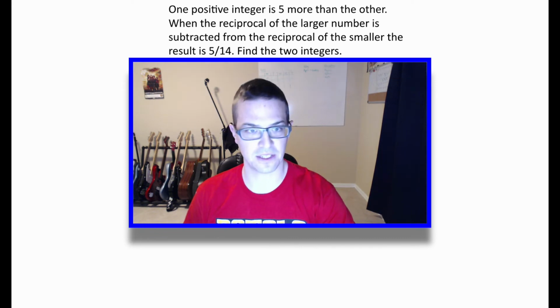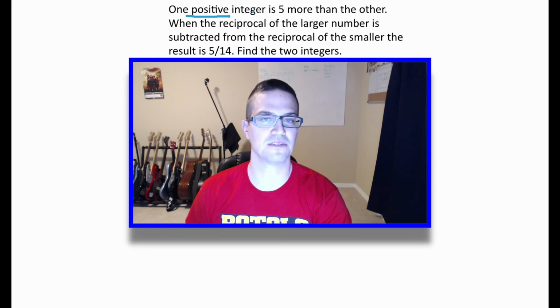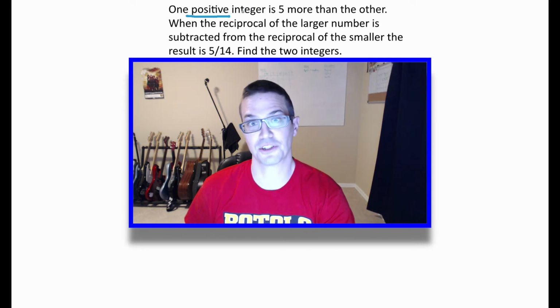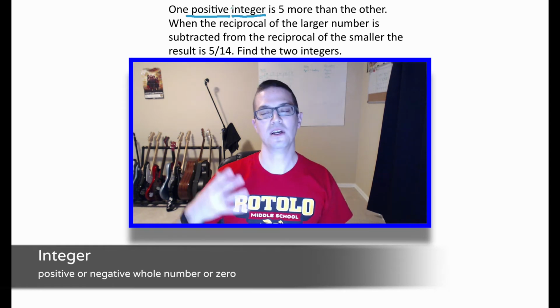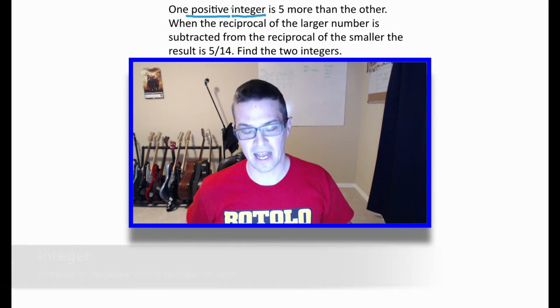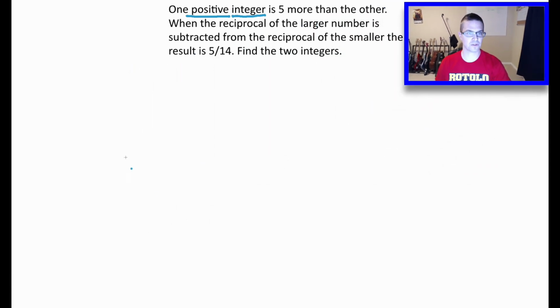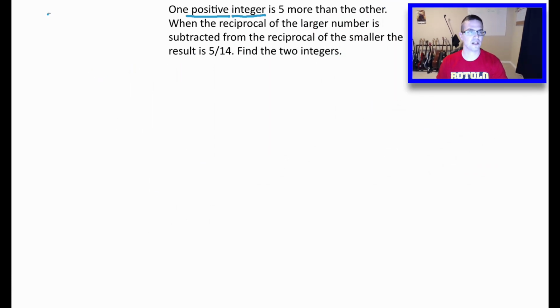First it says one positive integer, so I'm going to underline that. We need to know that this one integer is positive. You need to know what an integer is: any positive whole number, negative whole number, or zero. And then it's 5 more than the other. First I'm going to make two of these integers. I'll say one is A and one is B. Those are my two positive integers. At the end it says find the two integers, so we're ultimately looking for A and B.